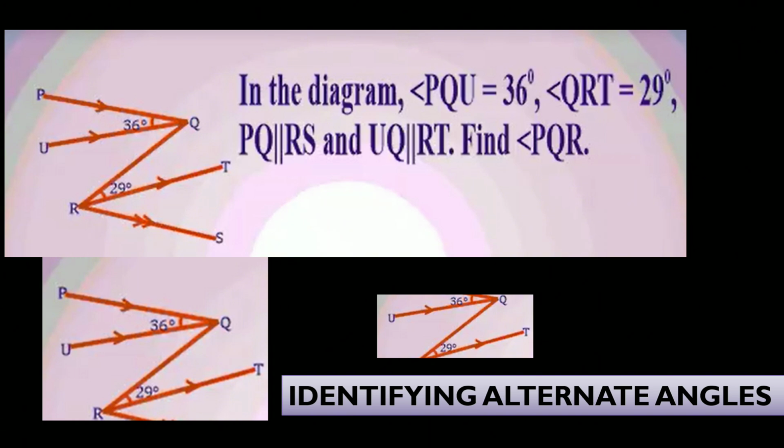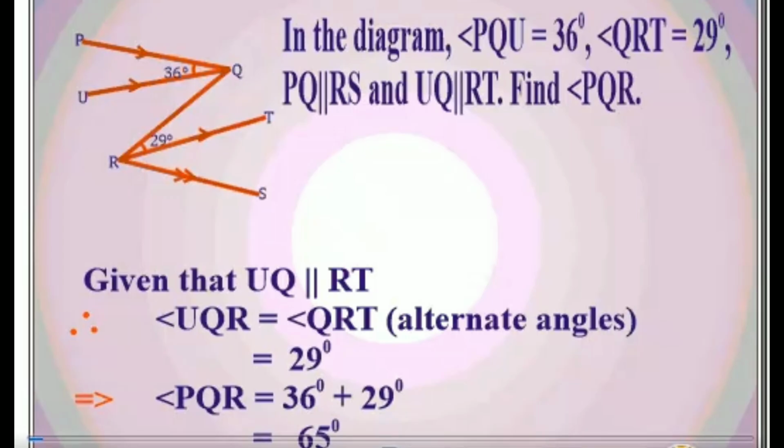Please look at it very well as we explain it to you step by step. Angle PQU is equal to 36 degrees. Angle QRT is equal to 29 degrees. And line PQ is parallel to line RS. And line UQ is parallel to line RT. Find angle PQR. Look at this angle, angle PQR.